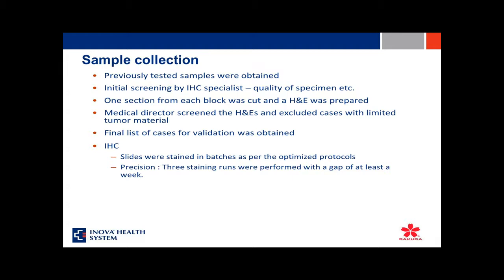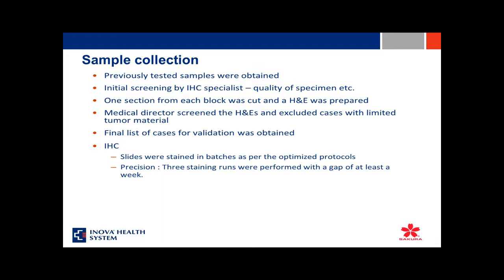Just a brief overview of how we obtained our samples. We obtained samples that were previously tested for ER, PR, and HER2. Since we had a consortium of 5 hospitals, all those blocks were brought in, and they were initially screened by an IHC specialist for the quality of the specimen. A section was cut and H&E was prepared, and our medical director screened the H&Es and excluded cases with limited material because we did not want to exhaust the patient's specimen in case they come back for further testing. And that's how we obtained our final list of validation cases.